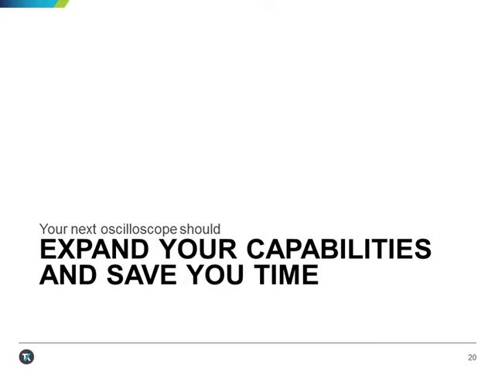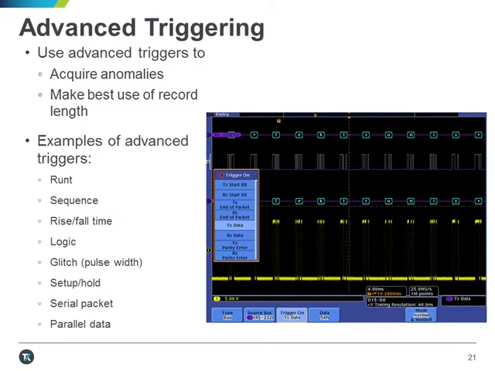Now let's begin talking about some of the more advanced features and time savers that are available today. I've already covered basic triggering as a way to get a stable display, but today's oscilloscopes go way beyond this. They also provide tools to help you zero in on really specific parts of a complex waveform and allow you to capture anomalies like runt pulses, setup and hold violations, as well as narrow glitches.